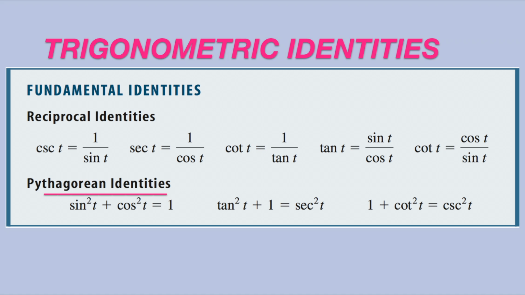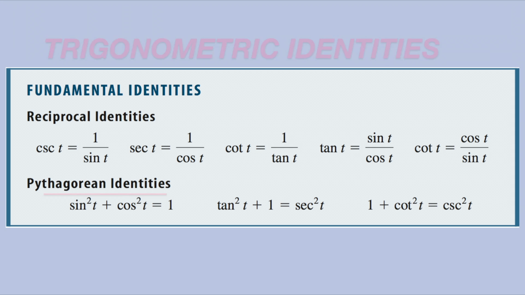We also have Pythagorean identities. They are sine squared t plus cosine squared t equals 1, tan squared t plus 1 equals secant squared t, and 1 plus cotangent squared t equals cosecant squared t. Let's prove some of these identities.